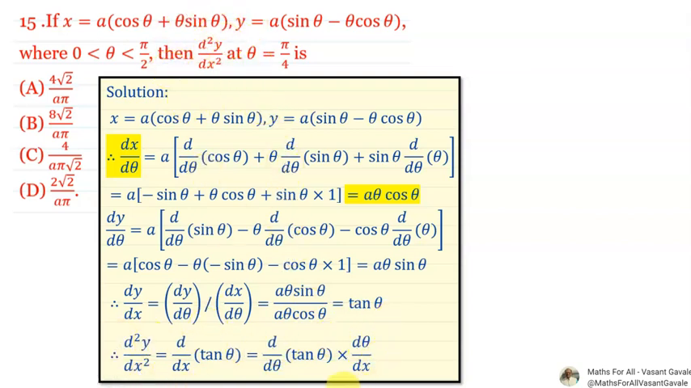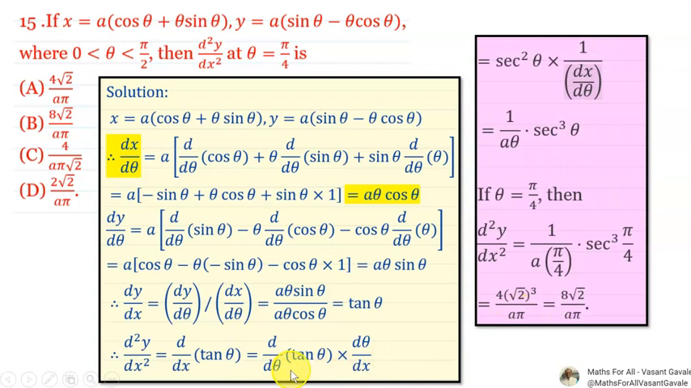Again differentiate this with respect to theta. Again apply the chain rule. d2y by dx square is equal to d by dx of tan theta. That is nothing but the d by d theta of tan theta into d theta upon dx. Note this step. Therefore, you will get a derivative of tan theta is sec square theta into 1 upon, first कसा लिहिणार आपण? dx upon d theta. But what is the value of dx upon d theta? इथे yellow मध्ये आहे बघा. a into theta into cos theta, and that is a theta cos theta, so numerator राहणार. That will become cos cube theta. 1 upon a theta into sec cube theta.